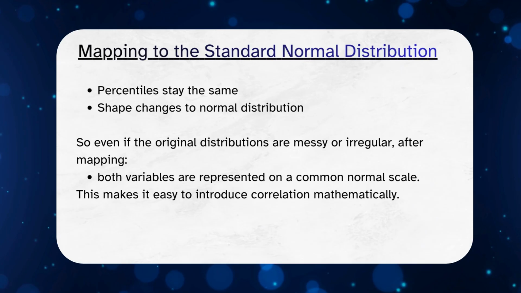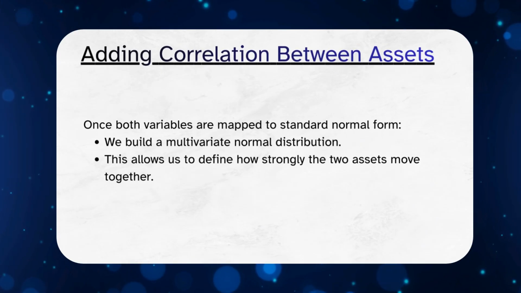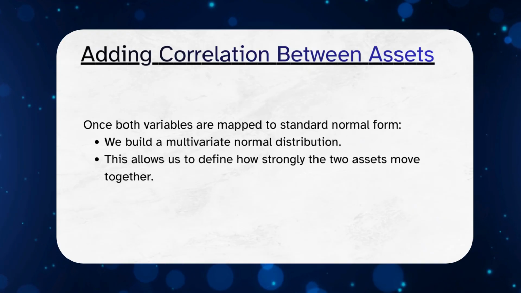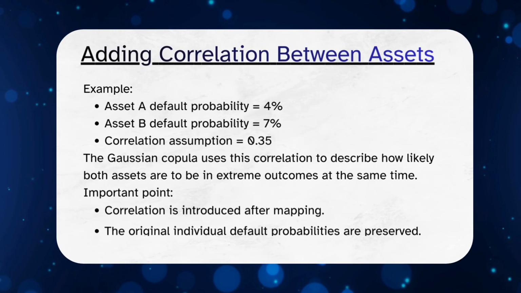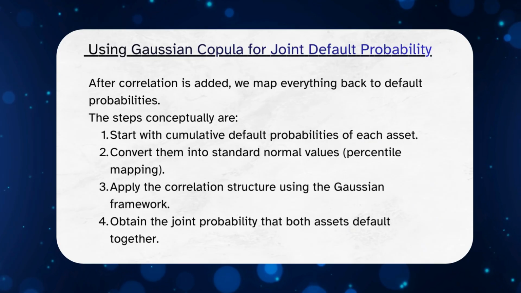Once both assets are on the standard normal scale, we introduce correlation. This means we define how strongly the assets move together. For example, one asset may have a default probability of 4%, another 7%, and we may assume a correlation of 0.35 between them. The Gaussian framework uses this correlation to describe how likely extreme outcomes happen at the same time. The key idea is that correlation is added after mapping, while individual risk characteristics are preserved.